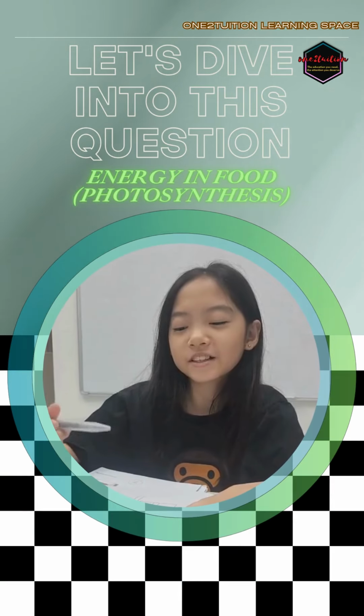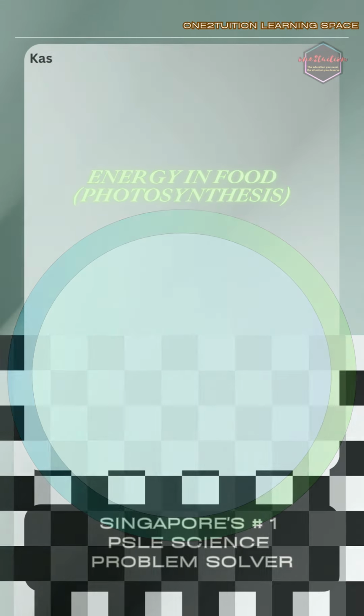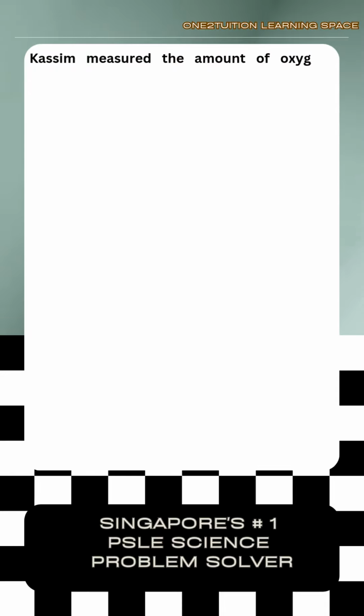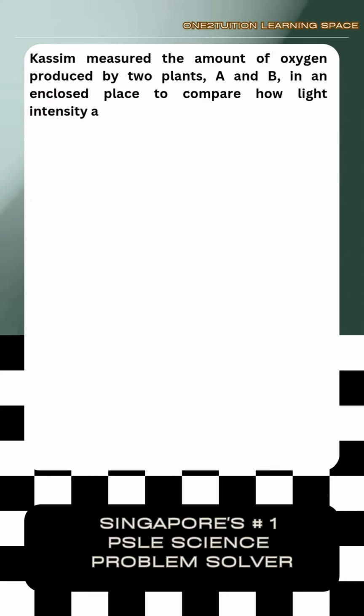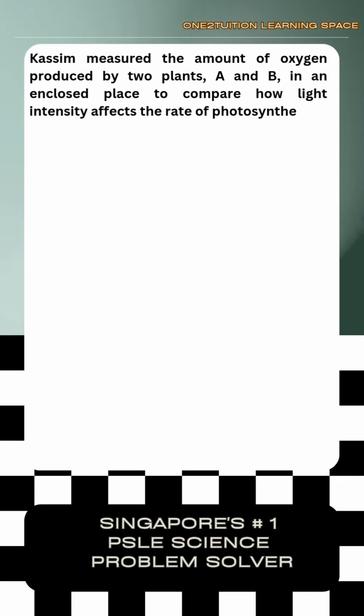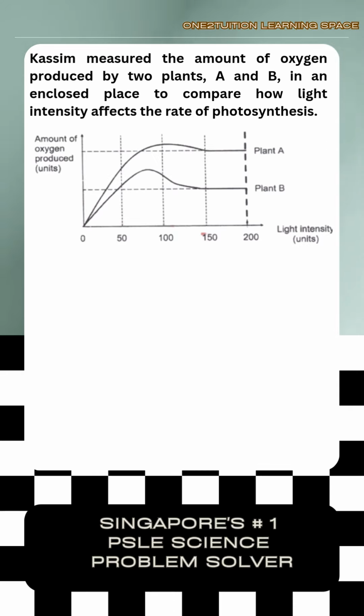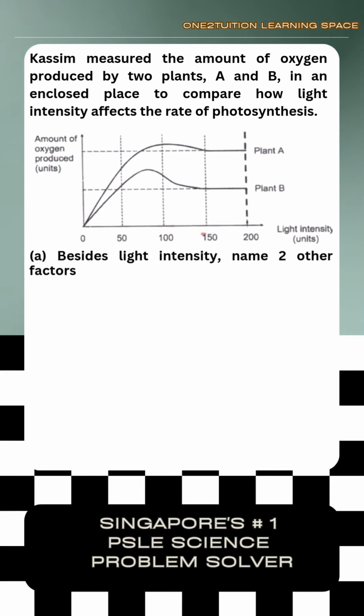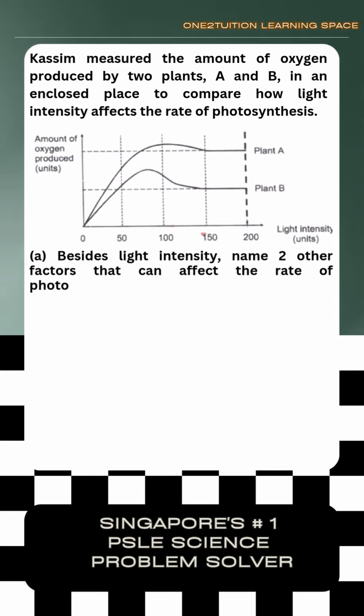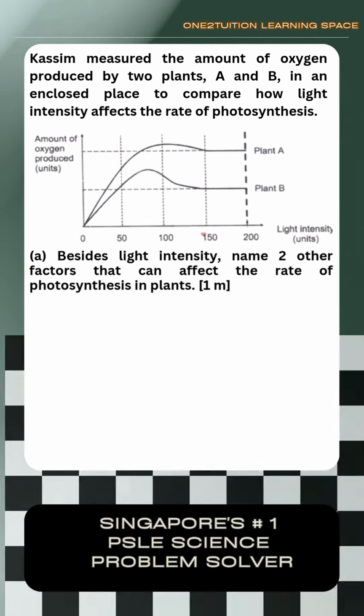Let's dive into this question. Kasim measured the amount of oxygen produced by two plants, A and B, in an enclosed place to compare how light intensity affects the rate of photosynthesis. A. Besides light intensity, name two other factors that can affect the rate of photosynthesis in plants.